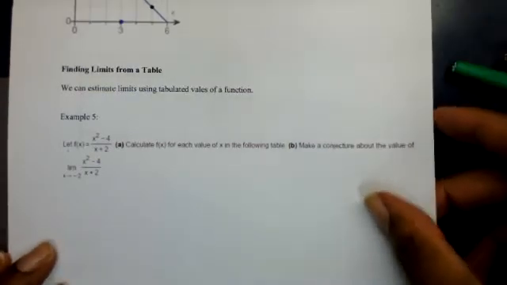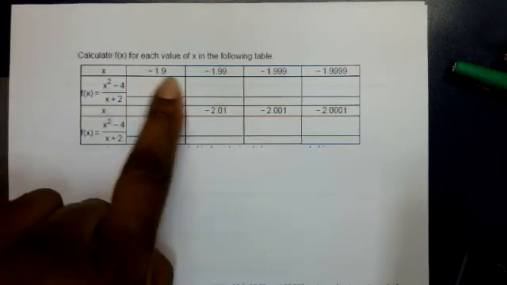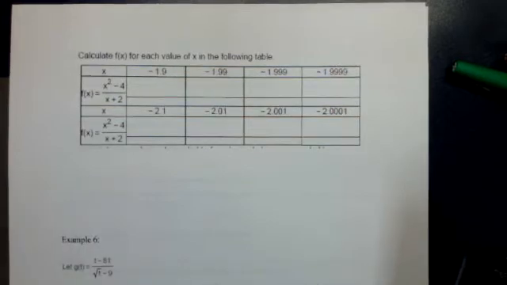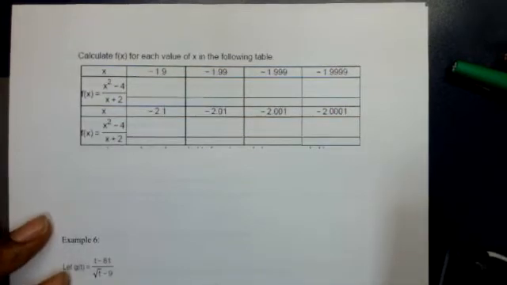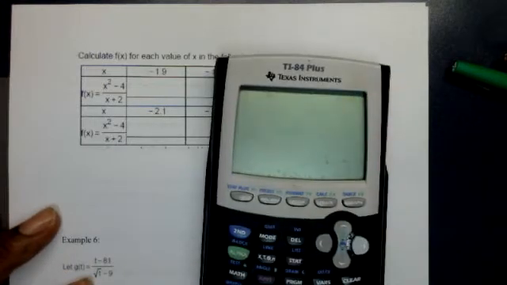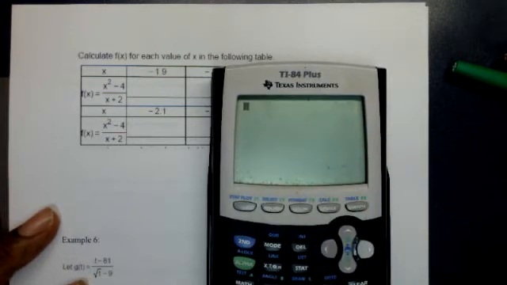Okay, so here I'm continuing this on the next page of your handout. And here I'm going to be using my graphing calculator to do each one of these. So we're going to start off with these values that are given to us in the table and use that function x squared minus 4 divided by x plus 2. And what I might do here is just go ahead and type this into the calculator.